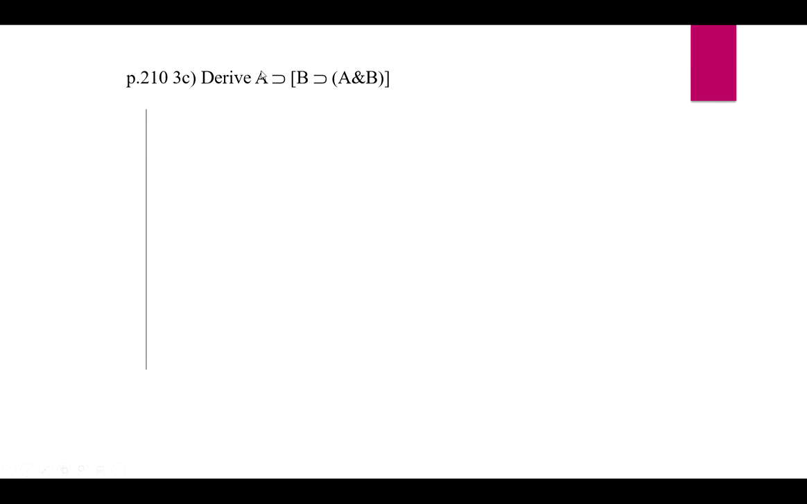This was derive if A, then if B, then A and B. So as we recommend in the strategies document, which hopefully you've looked at, what we're looking at here is a material conditional as the main connective. So starting that subderivation, we're going to assume the antecedent, A, as a premise for conditional introduction. Now when we look at that consequent, we've got another material conditional, right? So what we're going to do is assume B as a premise for conditional introduction again.